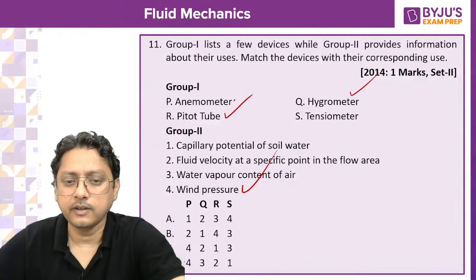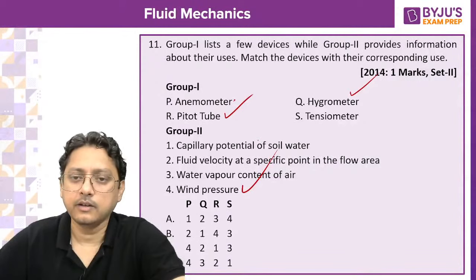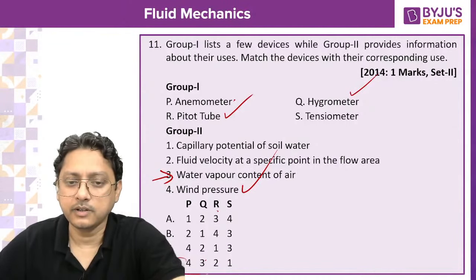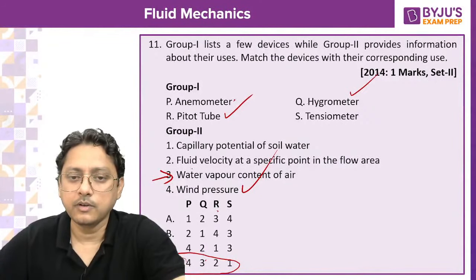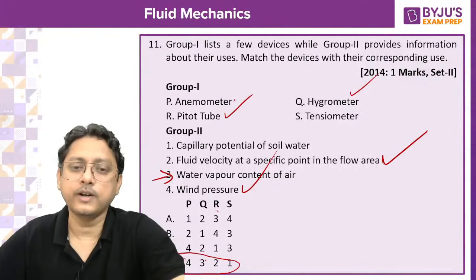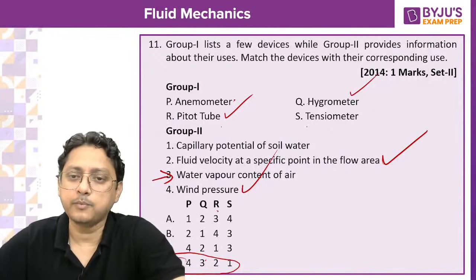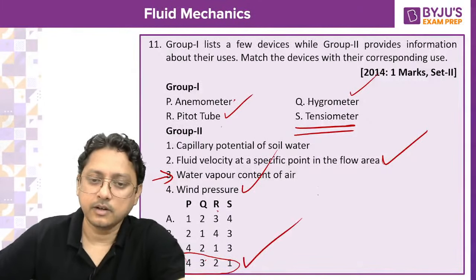This means either C or D. Then after P, Q, that hygrometer. Why are you using hygrometer? Hygrometer you are using for water vapor in the air. It means Q will be hygrometer used for the third one. So Q third. Now it is option D. Only after finding out the two components. Although pitot tube also we will see which one. Fluid velocity at a specific point in the flow area. That's correct only. If you want to know the fluid velocity at some specific point, you are using that pitot tube. That's all. So the last one is capillary potential used by tensiometer. So option D is the correct one.